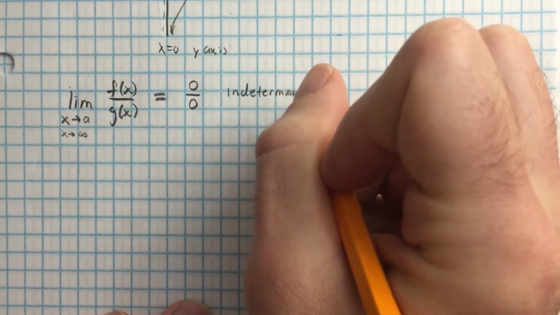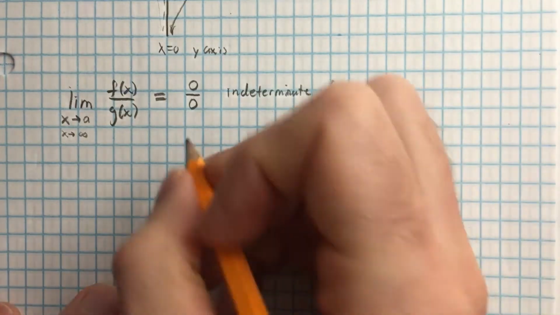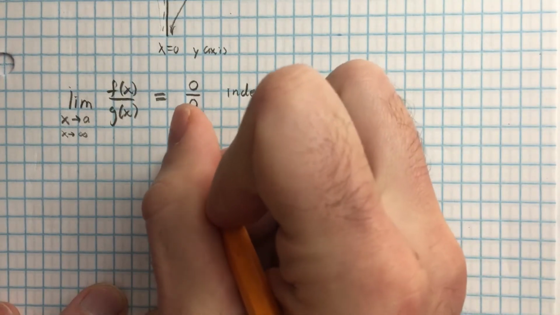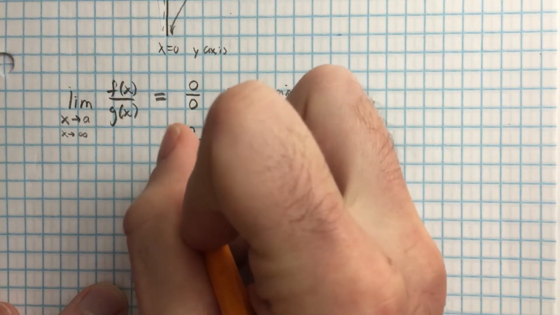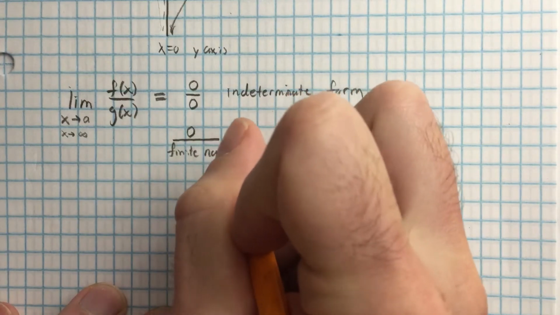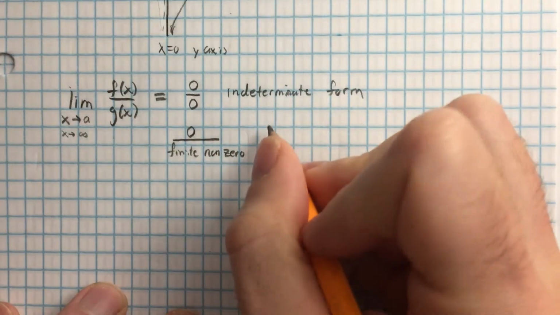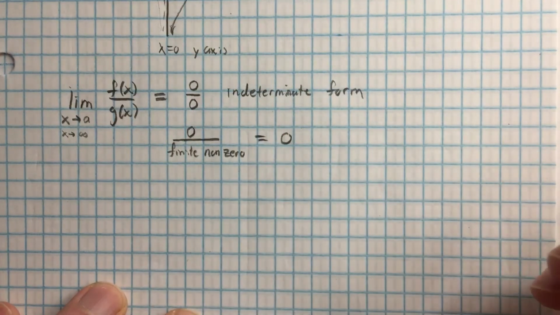I know I mentioned this already, but these forms are extremely important. Indeterminate form. If it had been instead 0 over finite non-zero, then that would automatically be the same as 0 itself. It's not indeterminate. It's totally determined.